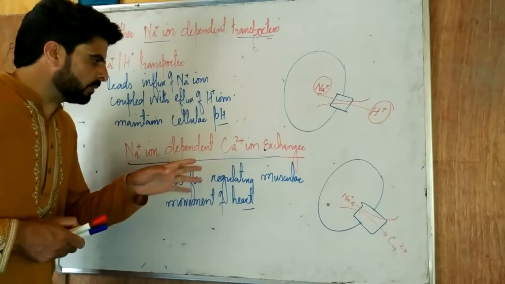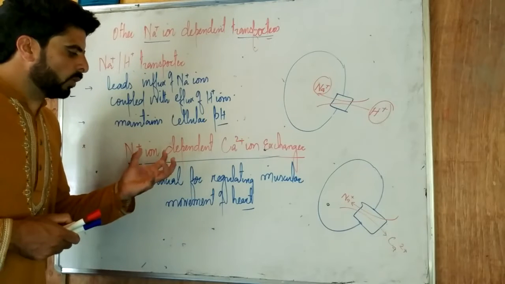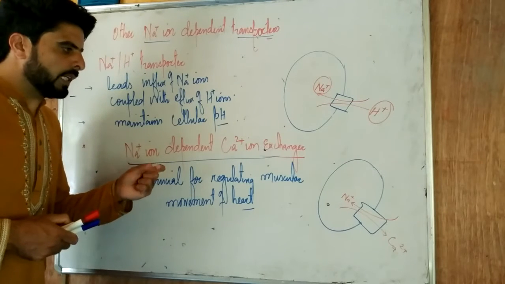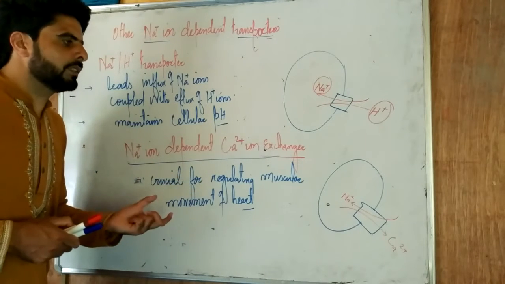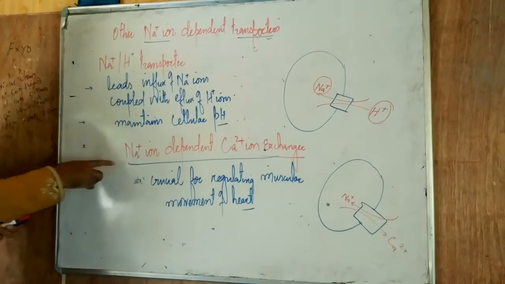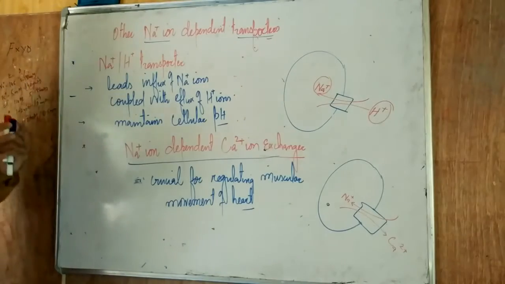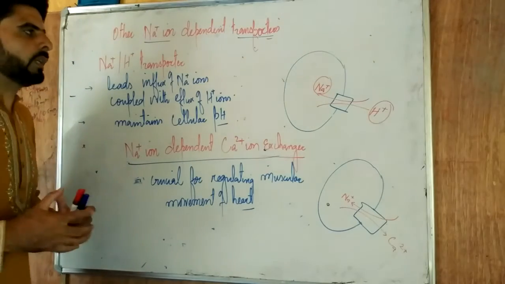If calcium is very high within the cytoplasm of the cell, there will be more contraction of the cell. But if the calcium is less within the cytoplasm of the cell, it leads to relaxation of the muscle. So that is why we call the sodium ion dependent calcium ion exchanger crucial for regulating muscular movement of the heart.